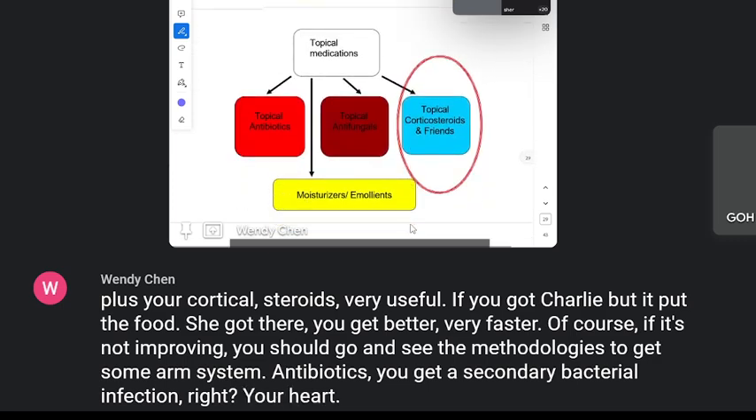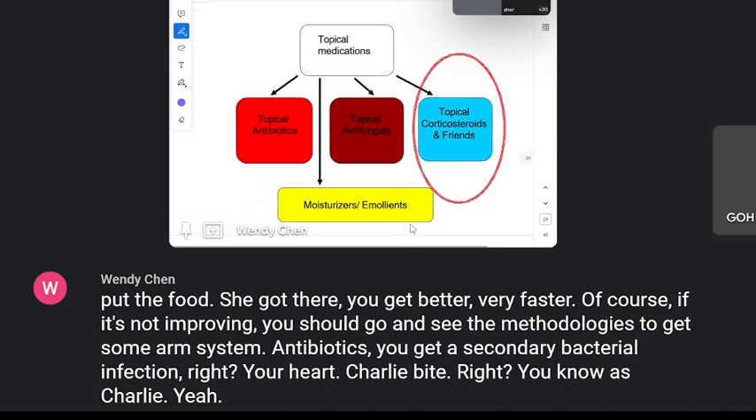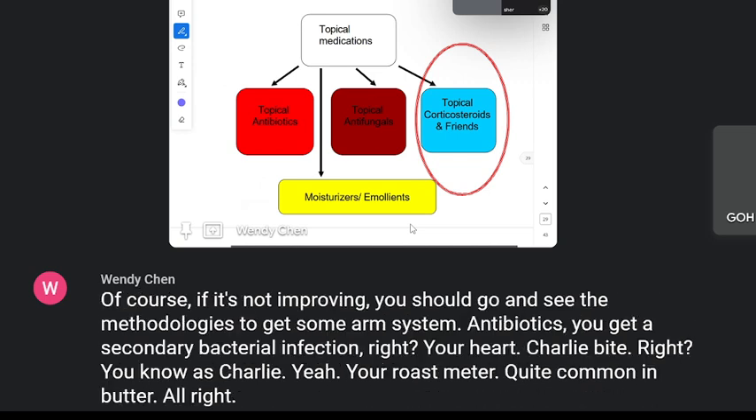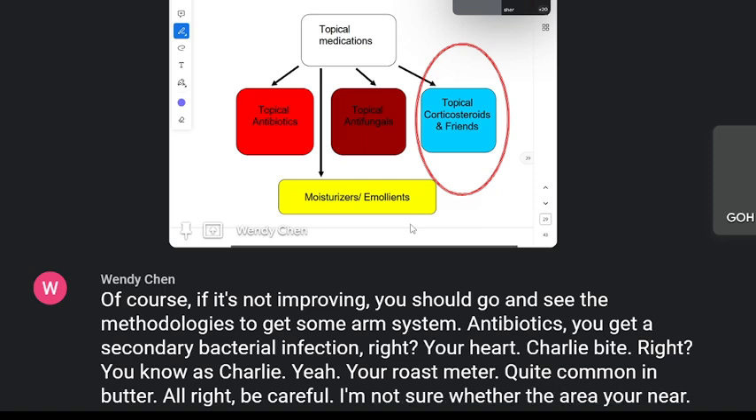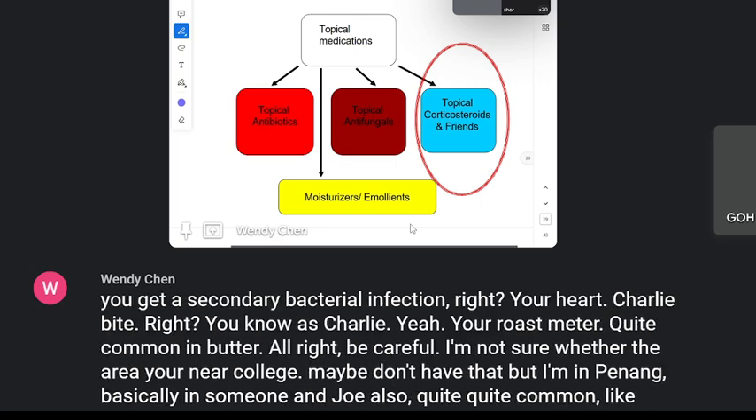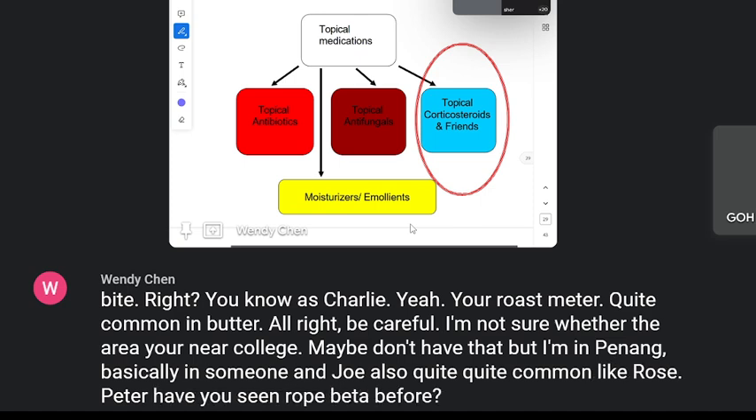You heard of Charlie bite, right? You know what's Charlie, right? Your rose beetle. Quite common in Butterworth, huh? Alright, be careful. I'm not sure whether the area near your college maybe doesn't have, but in Penang, basically in Semenanjung also quite common, rose beetle. Have you seen rose beetle before?